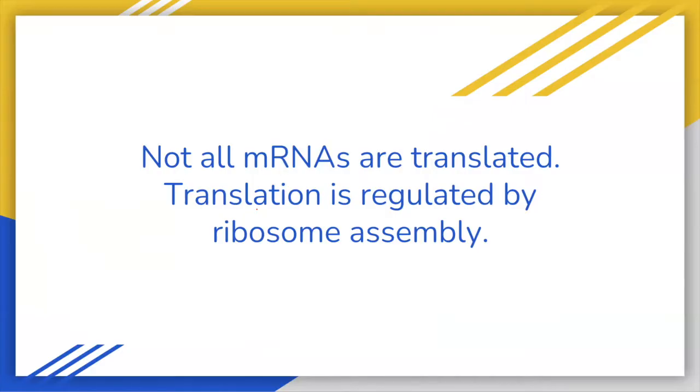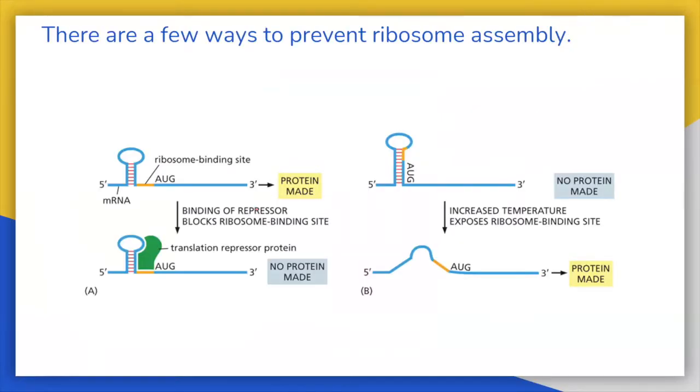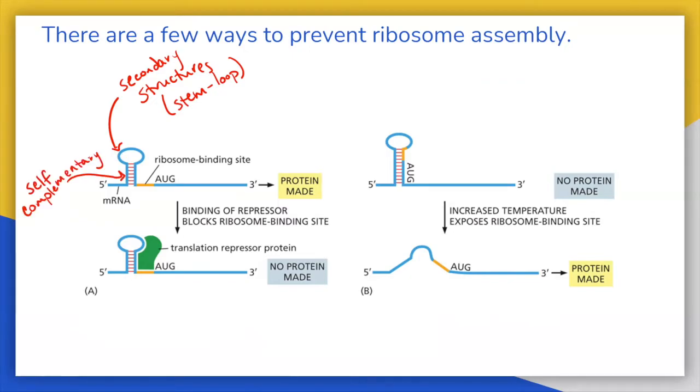Additionally, some mRNAs are not translated because they are regulated by the assembly of the ribosome. There are a few ways that the cell can use to prevent ribosome assembly. You'll see that in this picture, they depend on RNA secondary structures. These are often called stem loop structures because they include this self-complementary section, which make up the stem, and the part above that, which is not self-complementary and makes up the loop.